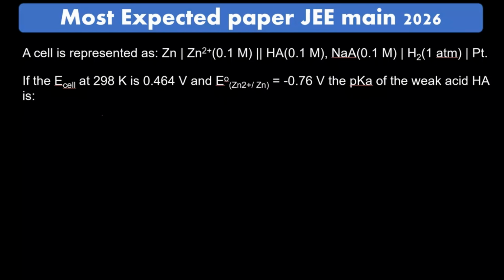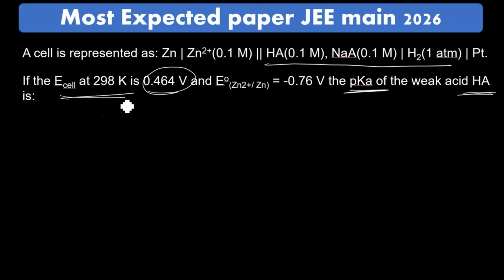A cell is represented by this, and the E cell value is given, at 298 Kelvin, and they are asking for the pKa of the weak acid. Look at the reaction. It's a bit different from what we usually see in electrochemistry, right? We have HA, NaA with H2. But what is the real reaction that happens over there?